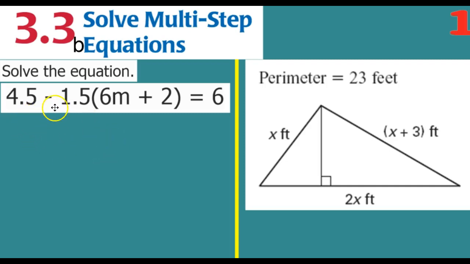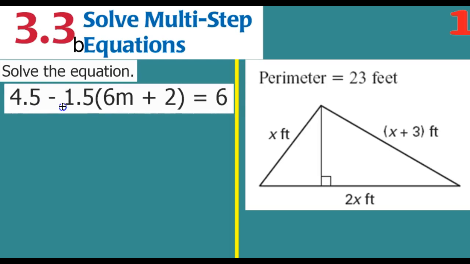So what we need to do here, we need to start off with 4.5 minus 1.5 times (6m plus 2) equals 6. Well, if we're looking to use PEMDAS, we have to figure out what numbers are in the parentheses. So we have 6m plus 2, but we can't really do anything with that. So we need to look outside the parentheses, and what I see is a negative 1.5 outside of my parentheses right here.